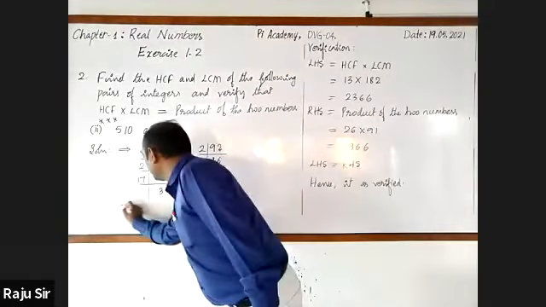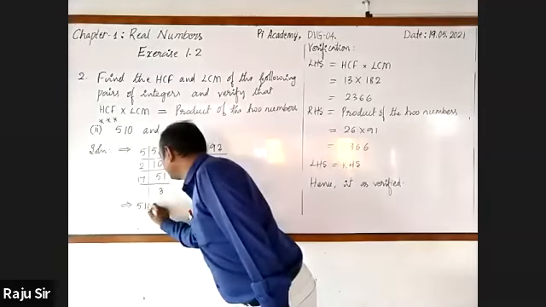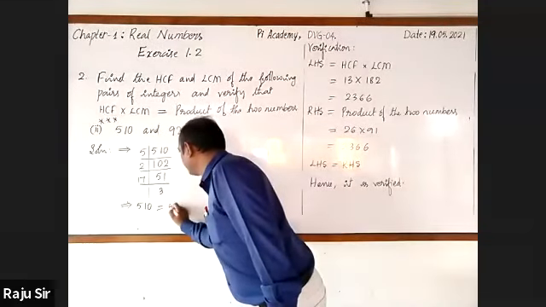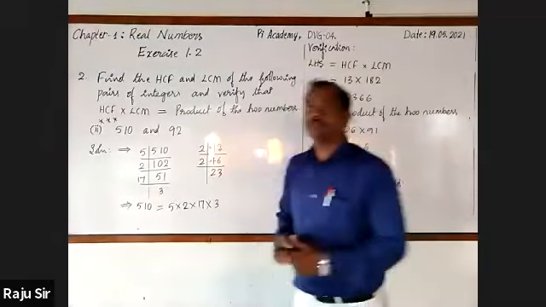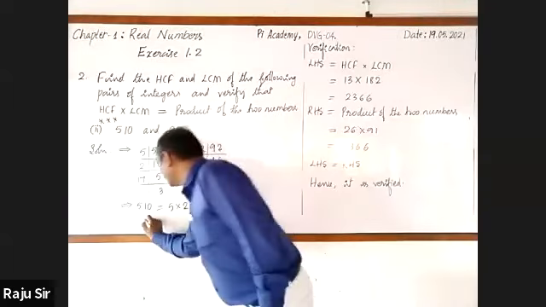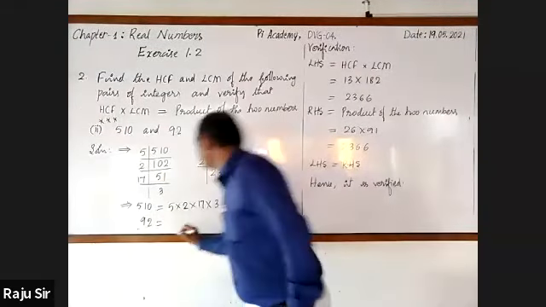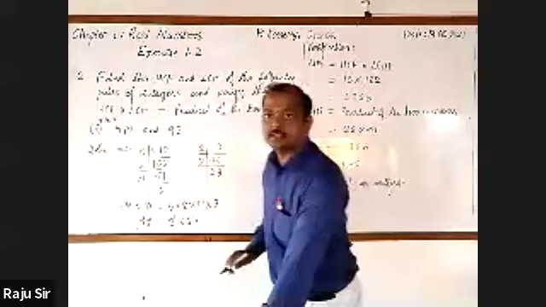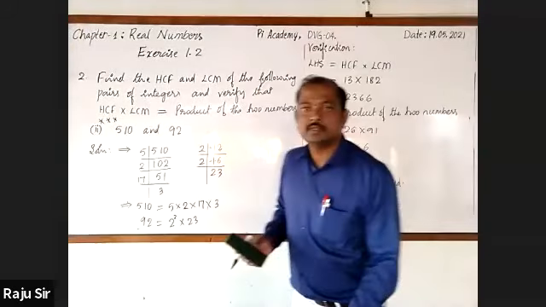Next, the prime factorization of each number. 510 can be written as 5 into 2 into 17 into 3. Next, 92 can be written as 2 square into 23.